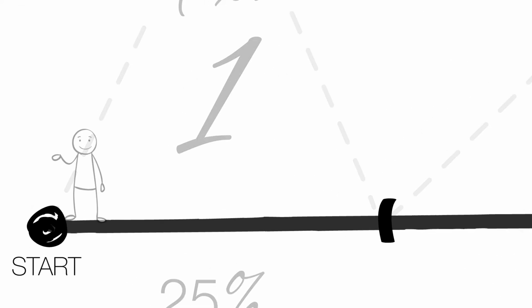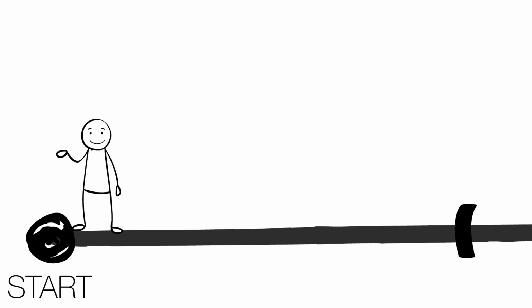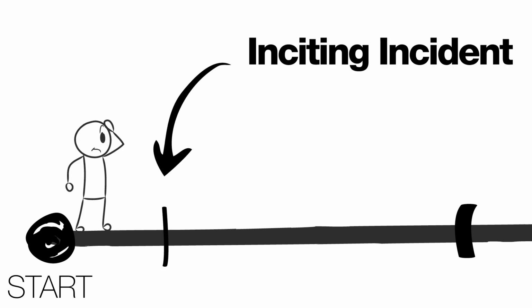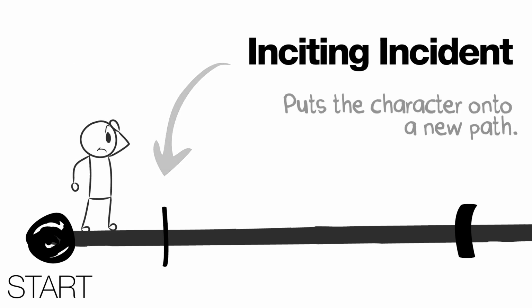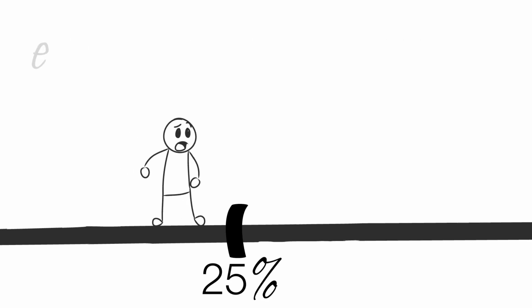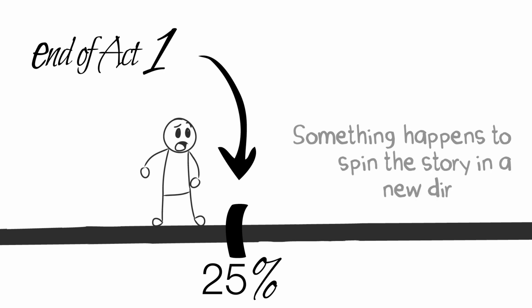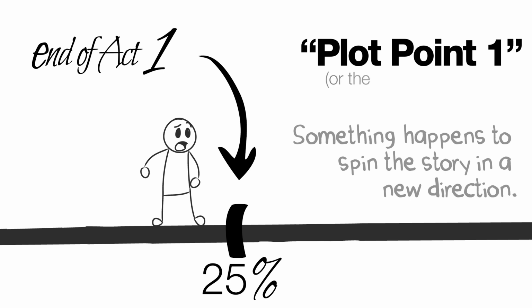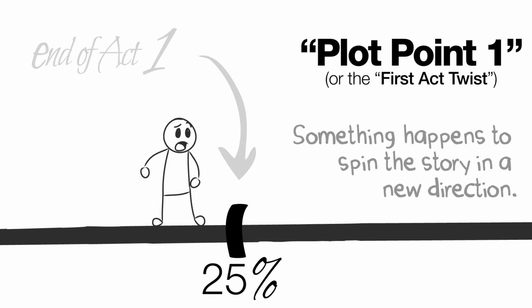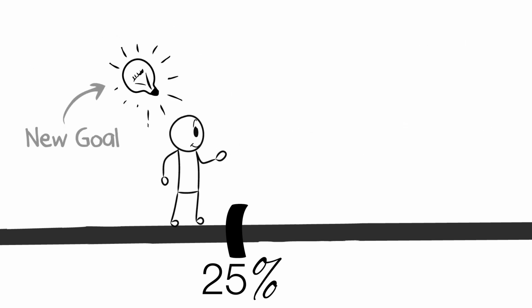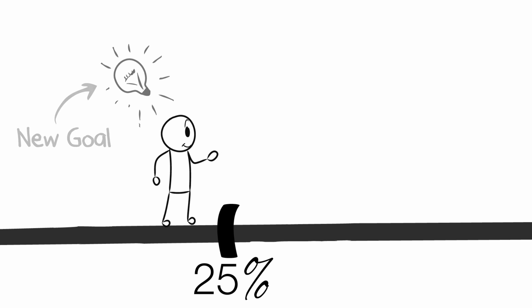In the first act, we introduce the main character in their normal life, when something happens to them, forcing them to respond and setting them on a new path. Then, about 25% of the way into your story, at the end of Act 1, something happens that spins the story in a whole new direction. This is known as plot point 1, or the first act twist. It gives your character a goal which they'll pursue throughout Act 2.